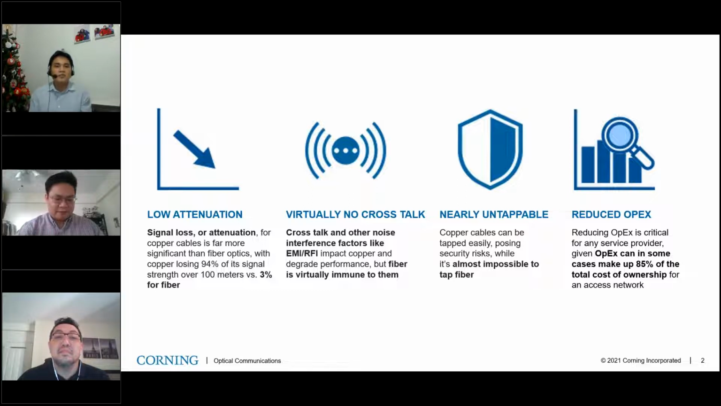Using fiber as the medium to deliver high-speed broadband dramatically increases connection speeds and thus the customer experience of users. As we know, fiber optics have clear advantages over copper, starting with low attenuation, wherein copper loses about 94% of the signal over 100 meters versus fiber at 3%. Fiber is also virtually immune to crosstalk, which copper is very prone to. And for security reasons, it is almost impossible to tap a fiber.